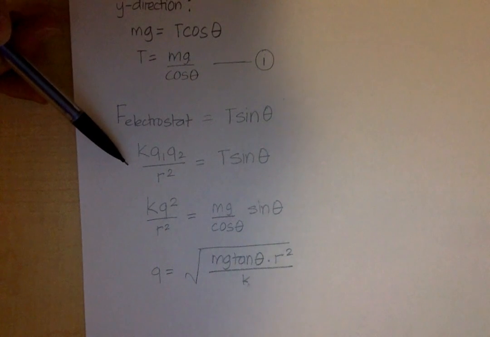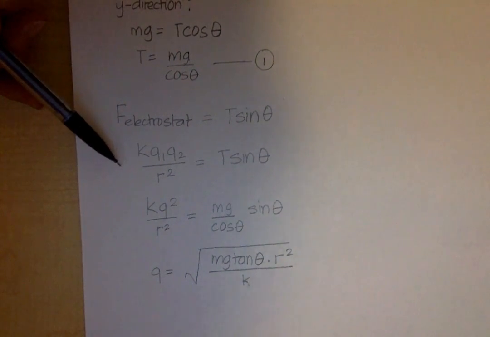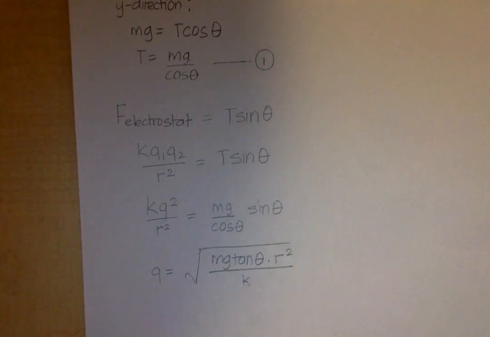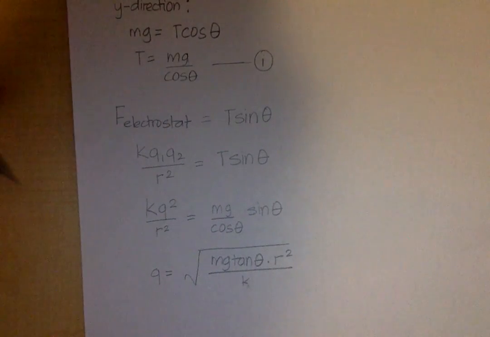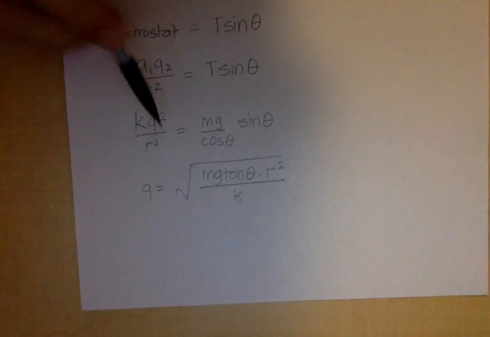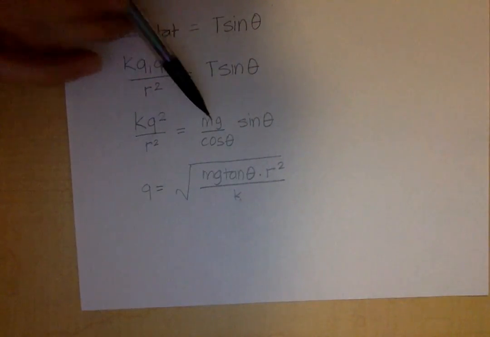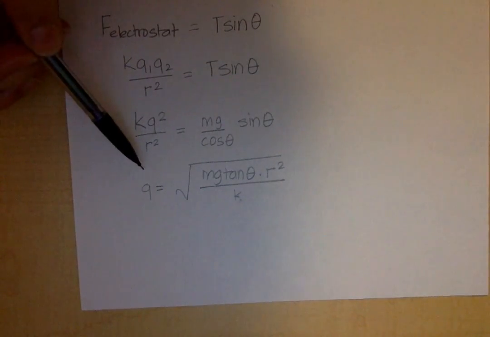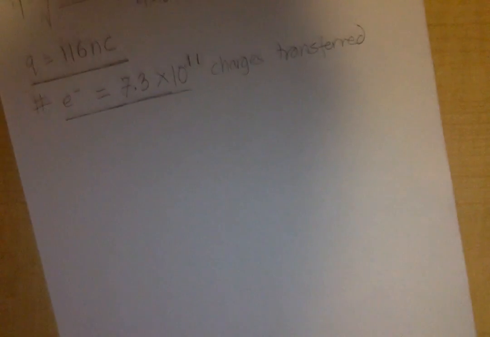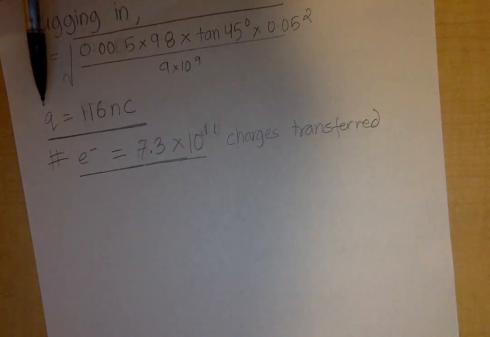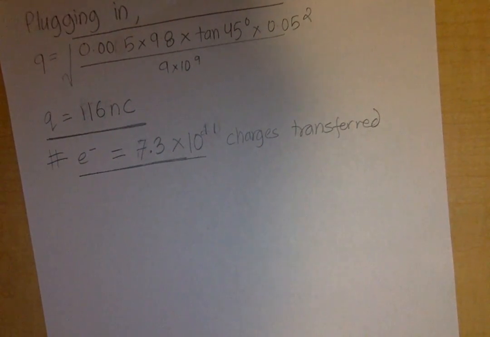Since we're assuming that the amount of charge transferred from the sweater is equal to the amount of charge gained by the balloon, we can say both Q1 and Q2 are equal to the same number. So therefore we can say this kQ squared by r squared equals this. Once we solve for Q after plugging in the values, we get the value of Q to be around 116 nanocoulombs.